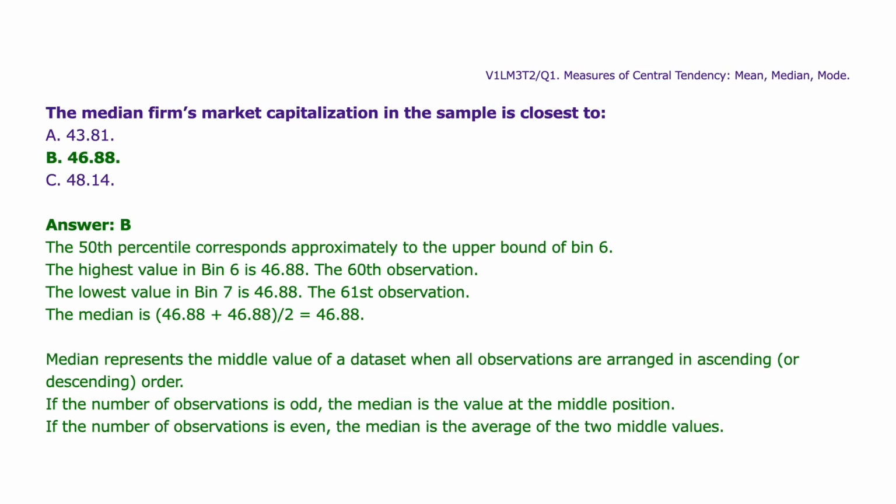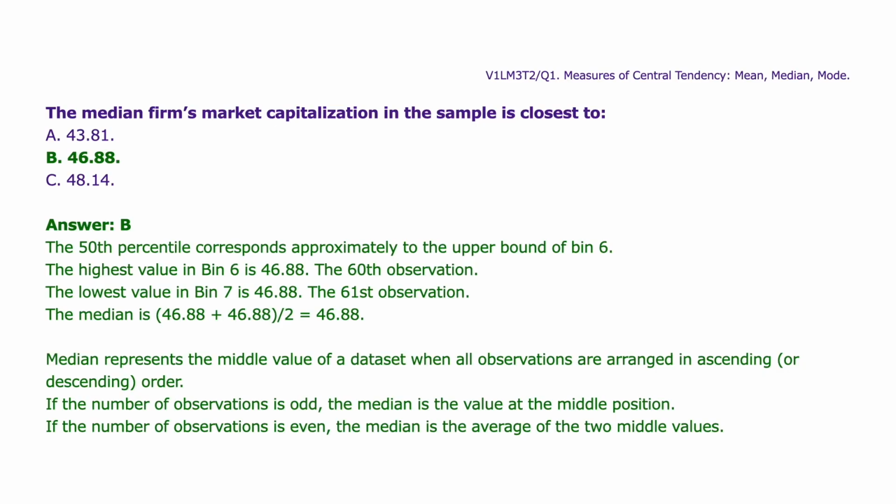Median is the value where 50% of observations fall below it. Look at the cumulative percentage column. Bin 6 ends exactly at 50%. The upper bound of bin 6 equals 46.88 billion euros. The lower bound of bin 7, starting at 50%, equals 46.88 billion euros. Median equals 46.88 billion euros, the boundary value where cumulative percentage hits 50%.